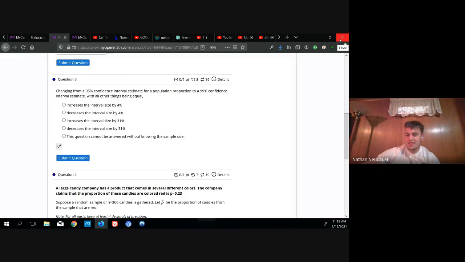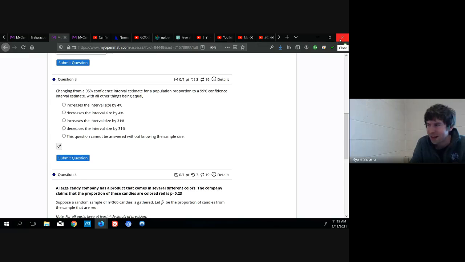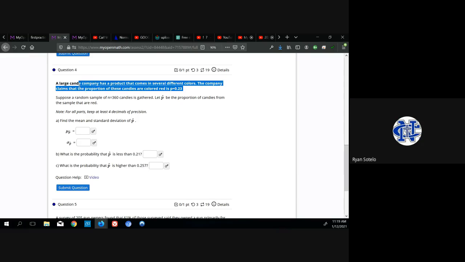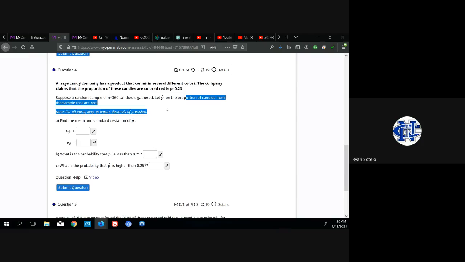So you can do that one at least. That one's just radio buttons, so you don't have to enter anything. All right, let's see how this one works out. A large candy company has a product that comes in several different colors. The company claims that the proportion of these candies colored red is 23%. Suppose a random sample of 360 candies is gathered. Let p hat be the proportion of candies from the sample that are red.